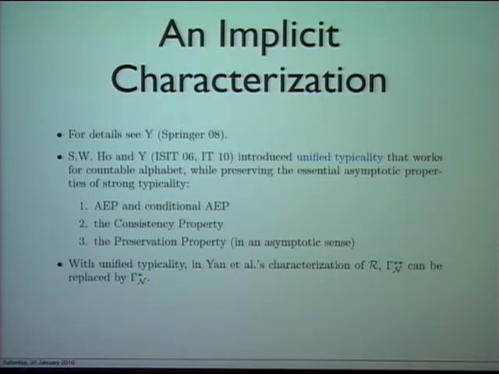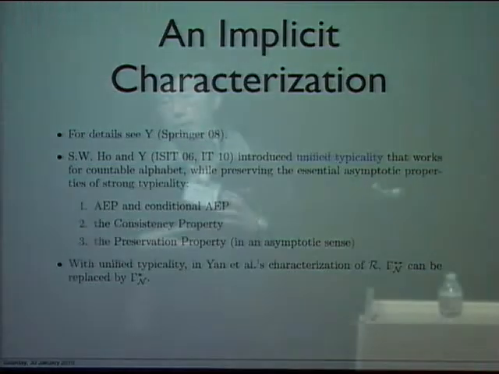So the reason why we stuck with finite alphabet was that we need to use strong typicality. But now we have a more general notion of unified typicality, which has the same properties. Okay, so we can, instead of using strong typicality, use unified typicality and hence replace gamma n star star by gamma n star. Okay, so that is we remove the constraint that the alphabet size needs to be finite.